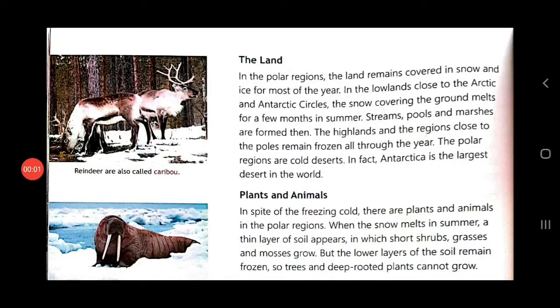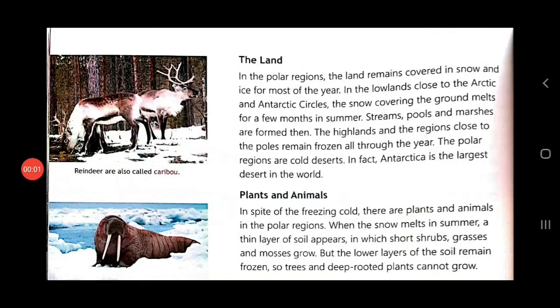Now children, moving towards page number 30 of chapter number 6, the polar regions, okay. So let's go through the next topic, the land. In the polar regions, the land remains covered in snow and ice for most of the year. Now this we discussed in the last page also, children, that if we talk about the polar regions, then here the land, okay, it is covered with snow, ice, okay, for most of the part of the year.